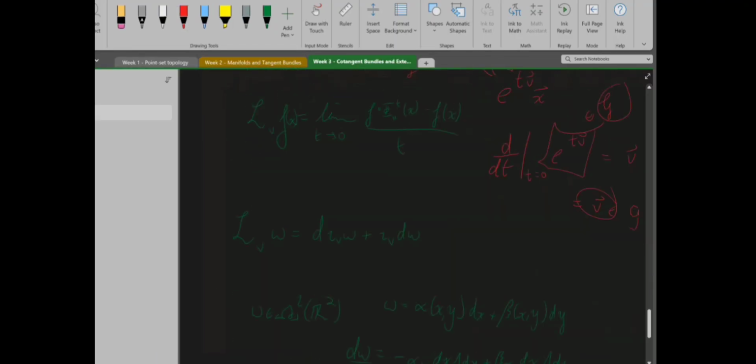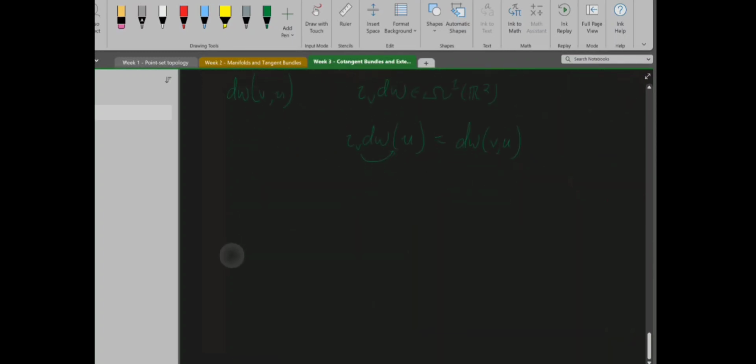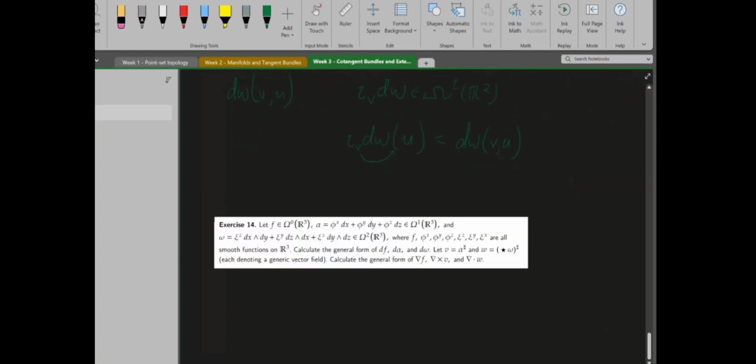Okay. So namely, I should write d omega 0. This is the gradient.